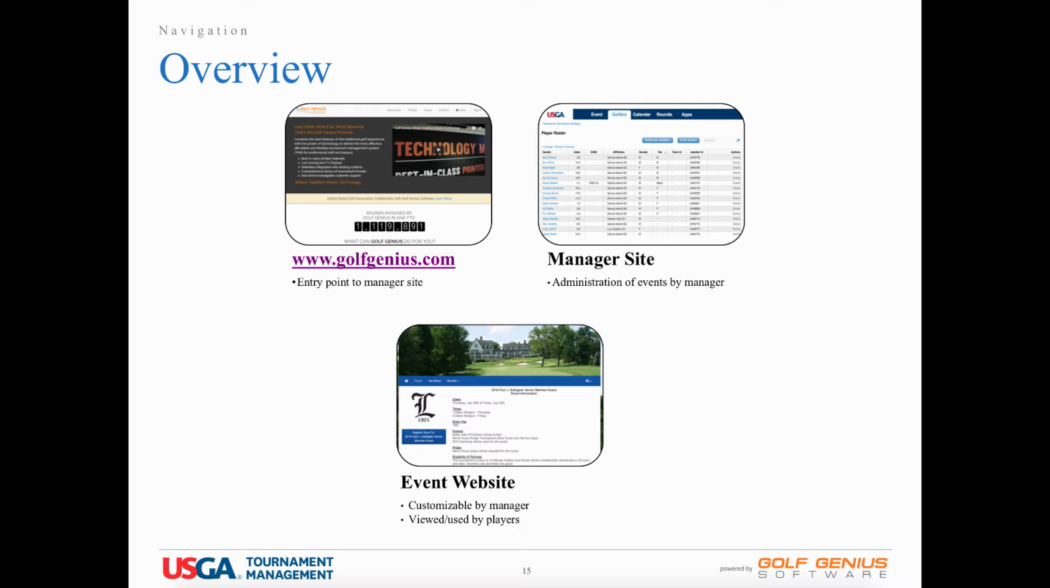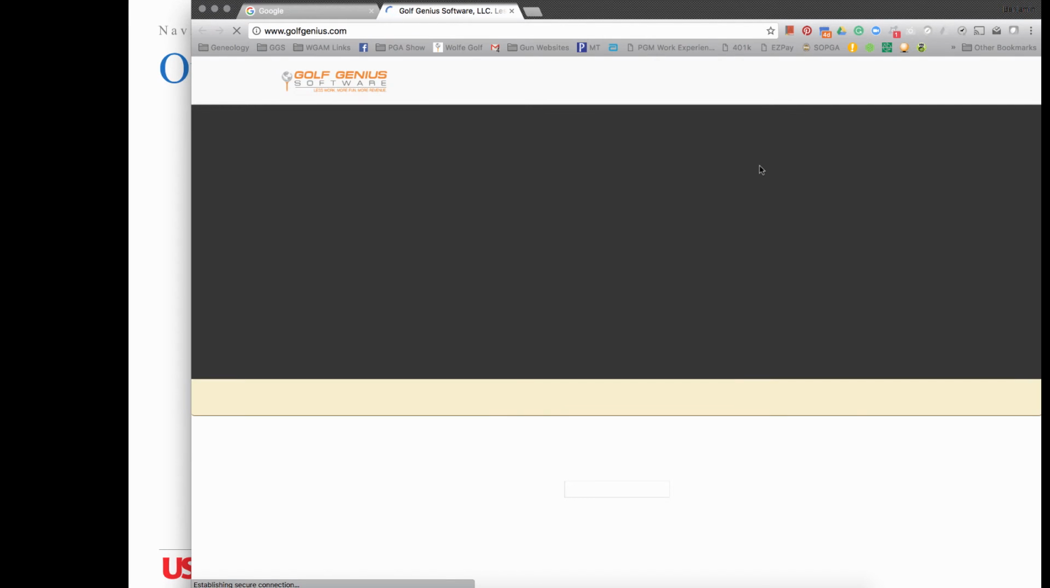Now, as you may know, each event you create gets its own website. And so that's the third navigation area. And we'll go there when we create our event. So you'll see the event website and how to navigate to it and back to the manager site. So to get started, let's start by navigating to golfgenius.com, and we'll get logged in.